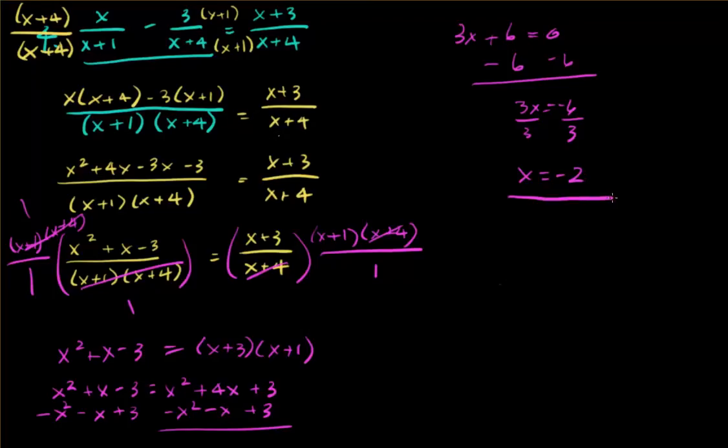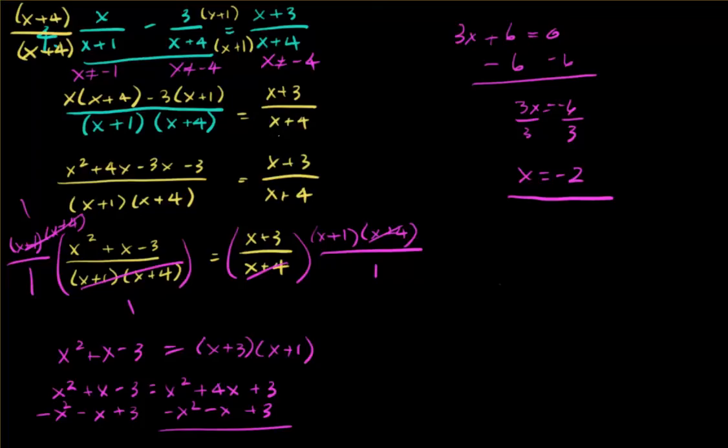Okay, let's look at the restrictions. Stop writing. Let's go ahead and look at the restrictions. Over here, x cannot be negative 1, and x cannot be negative 4. So we see that x cannot be negative 2 is not a restriction, so it's one of the answers. Well, let's go ahead and substitute and see if it works.